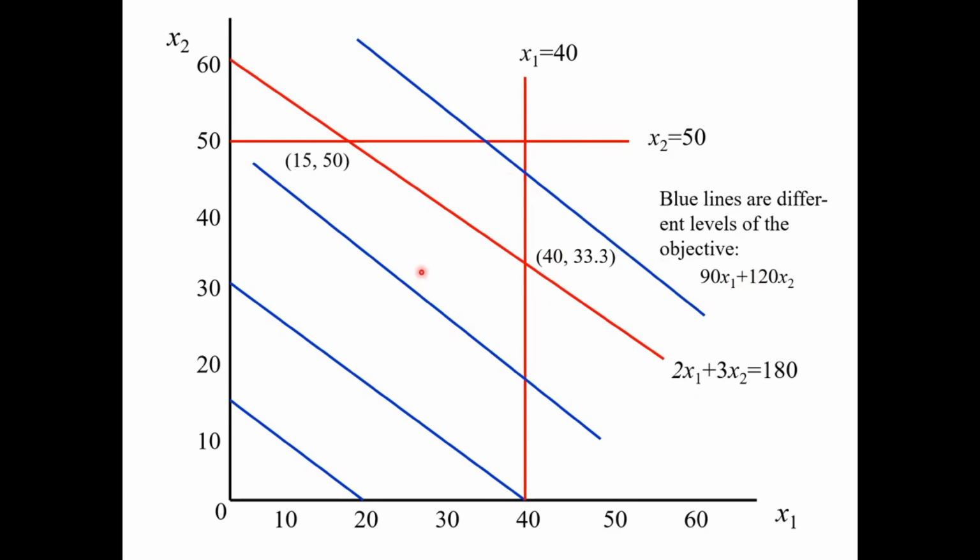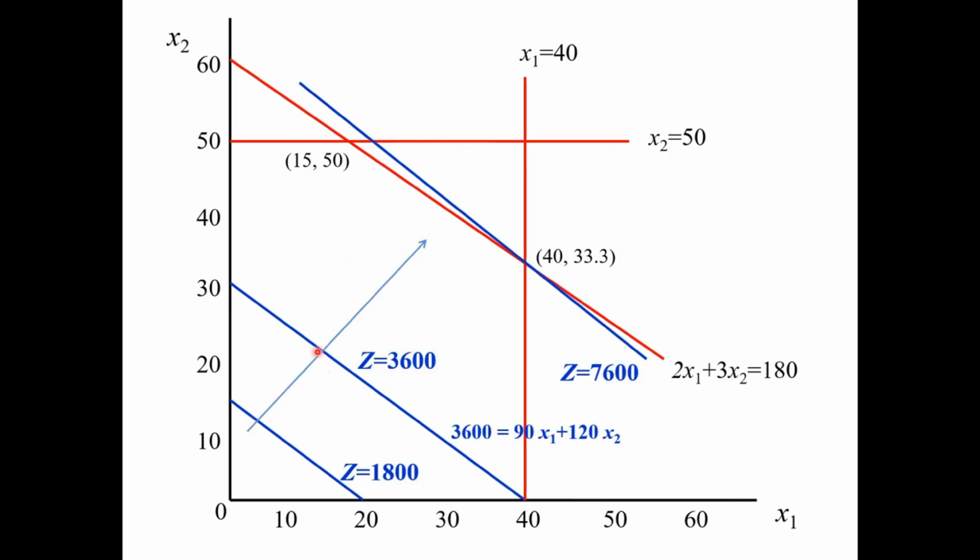We've got this in blue, and what we want to do is get out on the highest possible blue line that we can. And you'll see that these 2 points here are 40 and 33.3. So if the POET allocates enough time to manage 40 hectares of cedar, then he can only manage 33.3 of hardwoods. If he manages 50 of hardwoods, he can only manage 15 hectares of cedar.